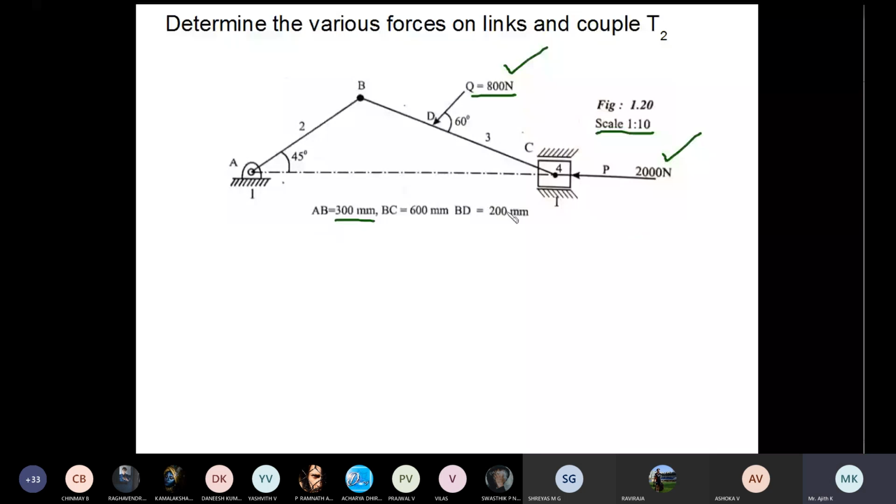You can also take 100 mm is equal to 1 centimeter. Like this you can take, so that this will be 2 centimeter. 200 mm is 2 centimeter. This will be 6 centimeter, and this will be 3 centimeter. AB will be 3 centimeter. And I hope you know how to plot this diagram on the answer sheet.